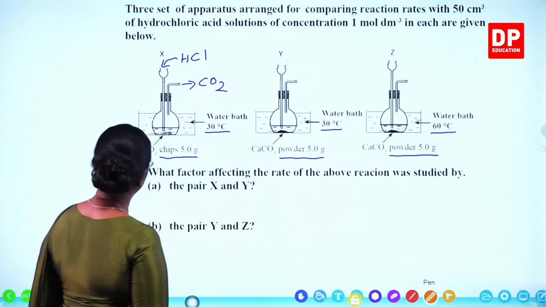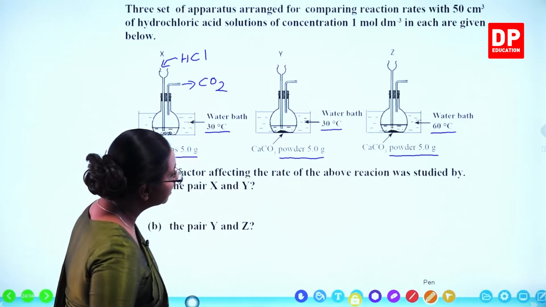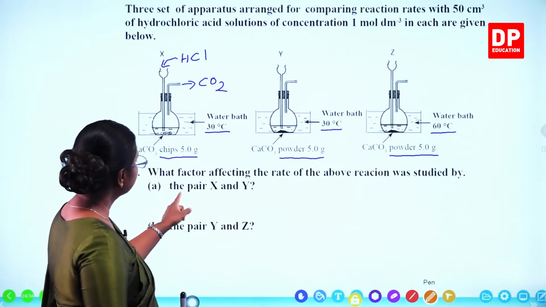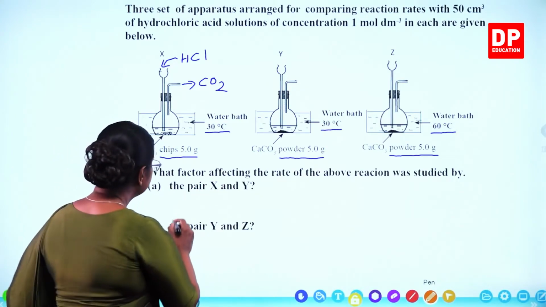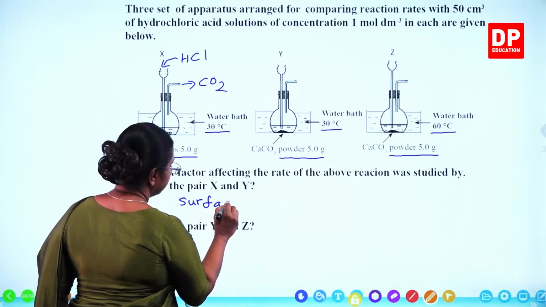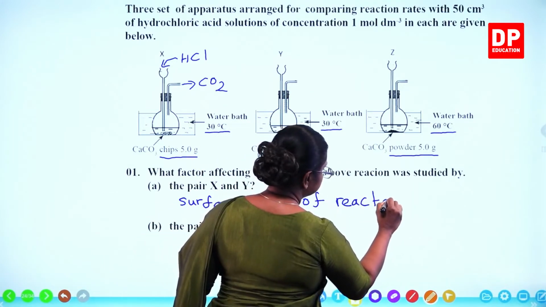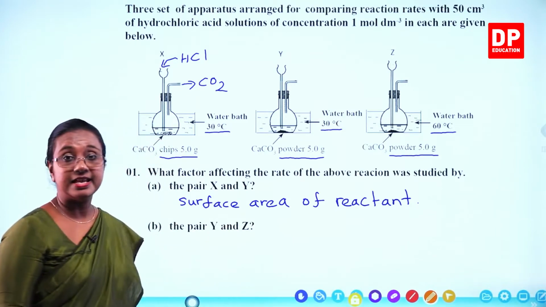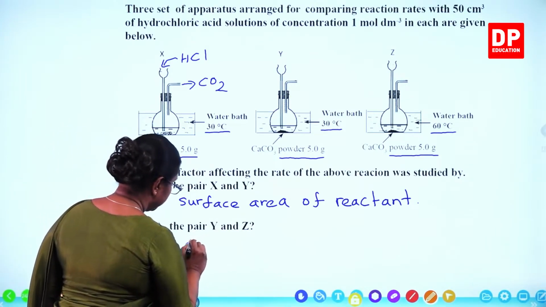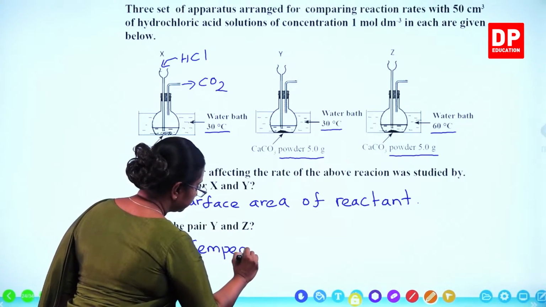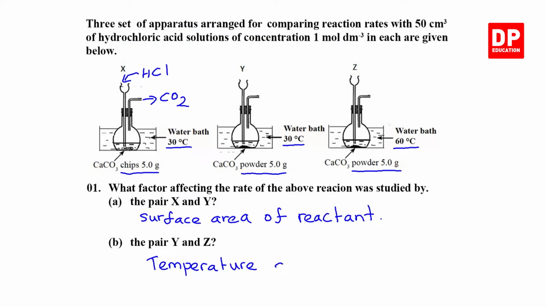So then, the first question. What factor affecting the rate of the above reaction was studied by, first one, the pair X and Y? So we said it is the surface area of reactant. Y and Z, temperature of the reaction. Right. So that is the first part of the question. We will move on to the next part of the question.